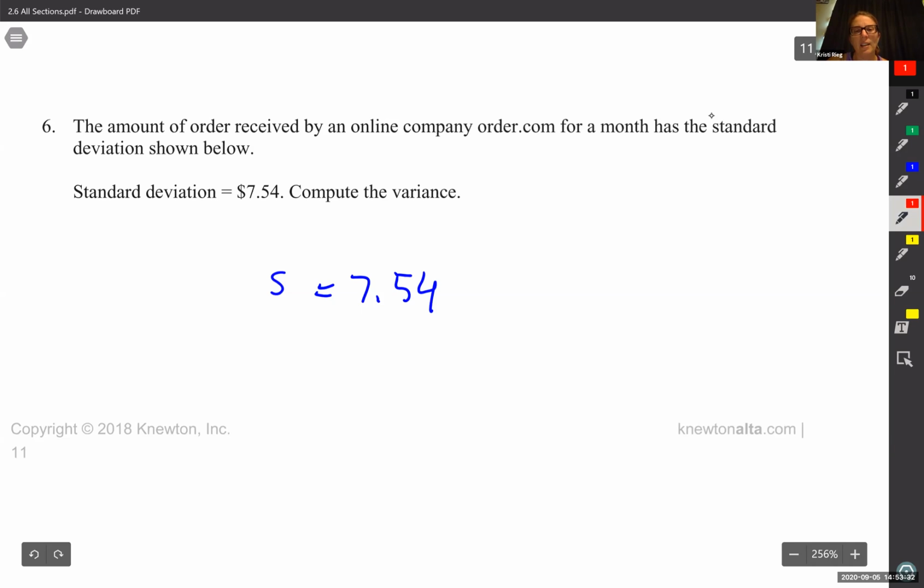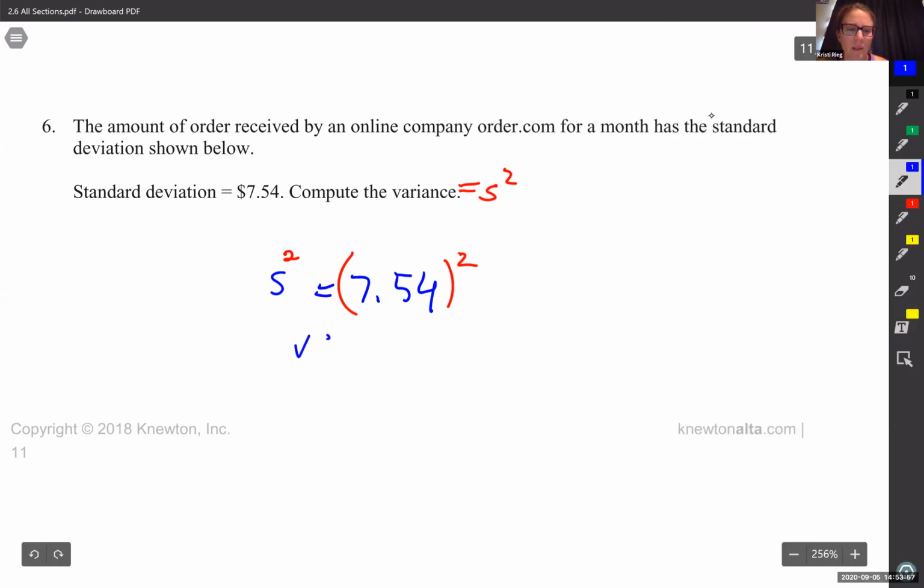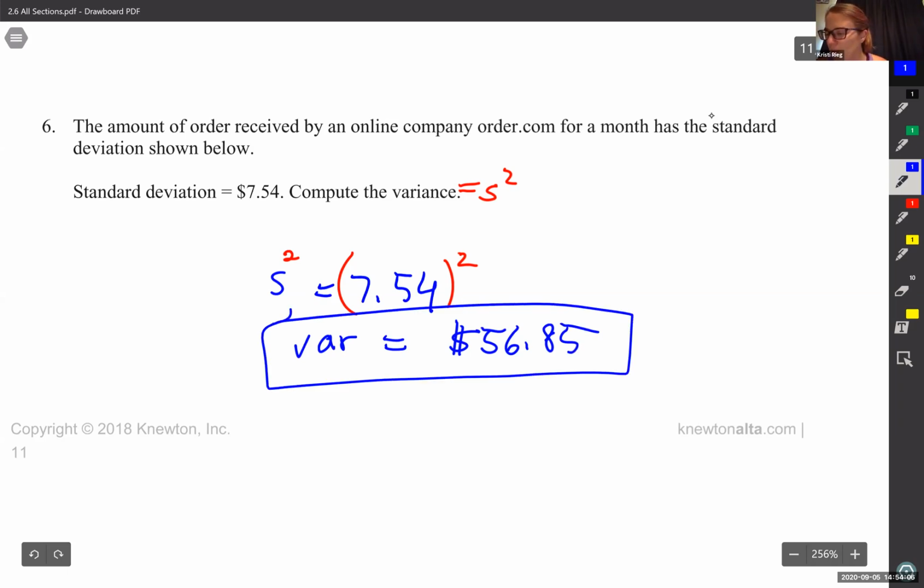So to find the variance equals the standard deviation squared. So I'm going to square both sides, and I have 7.54 squared equals, and there's a lot of numbers, but we're talking about money, so it's very easy to know what to round to. And so the variance is $56.85. I just round to the nearest penny because it's variance. And technically it's squared.